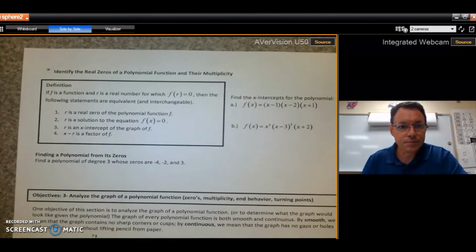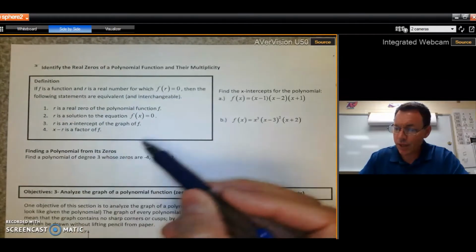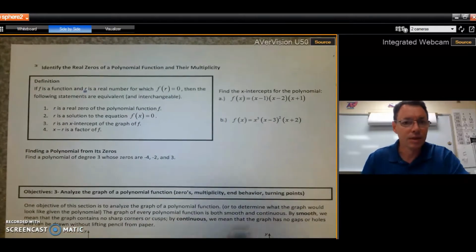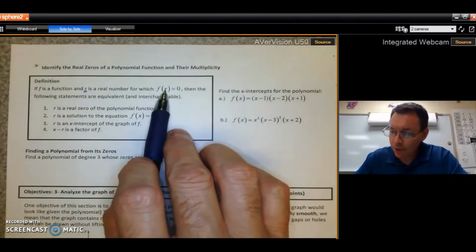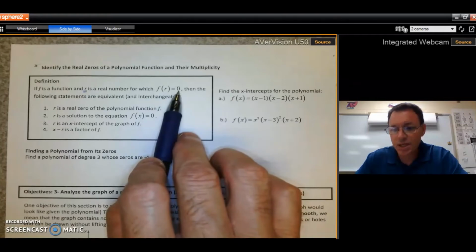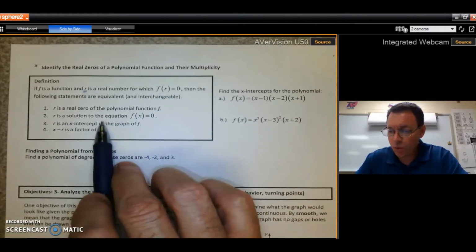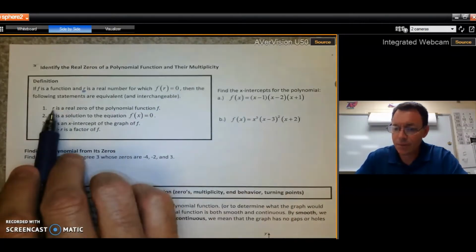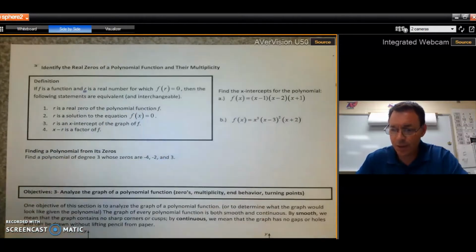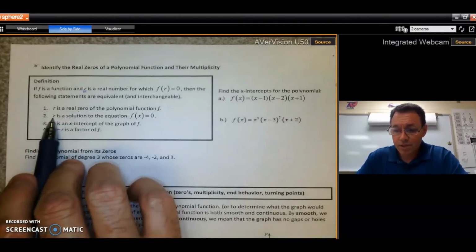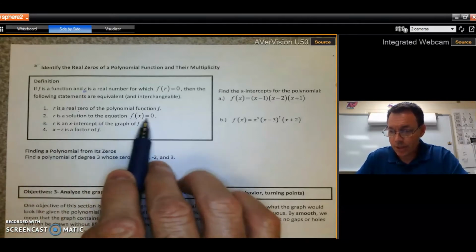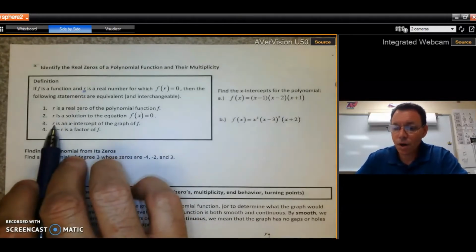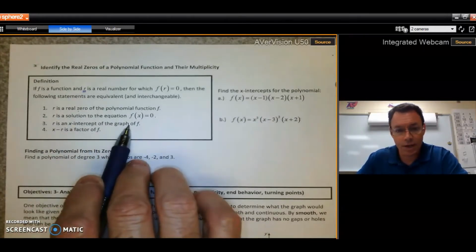All right. So identify the real zeros. So this little box right here is pretty much saying what I just said. If there is some number r for which when I plug r into my function, I get 0 as an answer, then these following 4 things are all interchangeable. First off, plugging an r into a function and getting a 0 means that r is a 0 of the polynomial, which also means that r is a solution to this equation right here. If I set the function equal to 0, r would be one of my solutions. r is also an x-intercept of the graph.